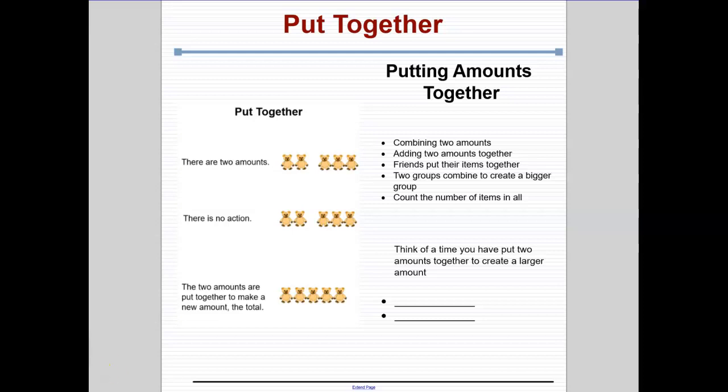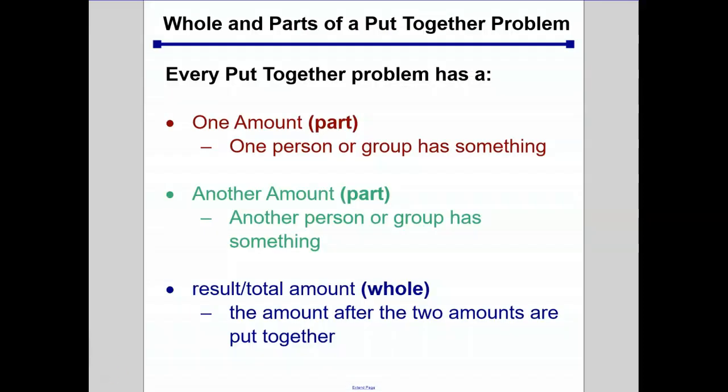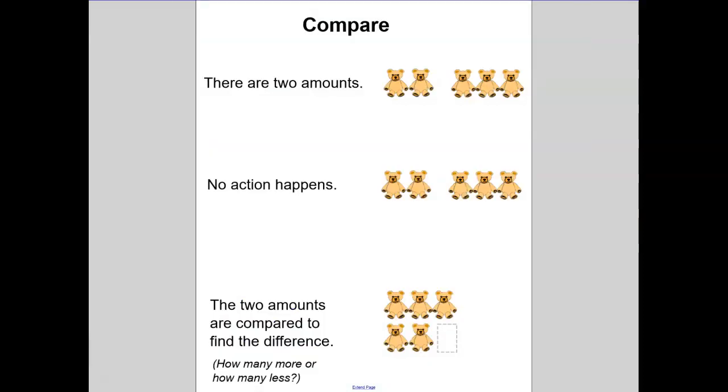Awesome. So you guys know, boys and girls, every put together problem has one amount or part, which is one person or group having something. I'm using my hands to show that first amount. Another amount, another person or group has something, and then you take those two amounts and you put them together to get a greater whole. Oh my goodness, you guys are really good at this one.